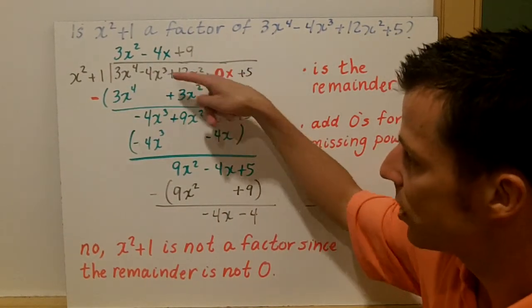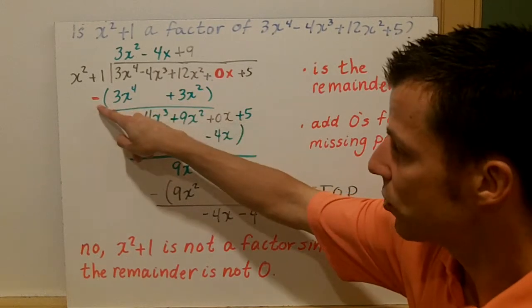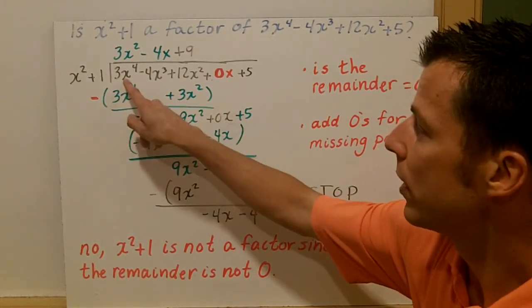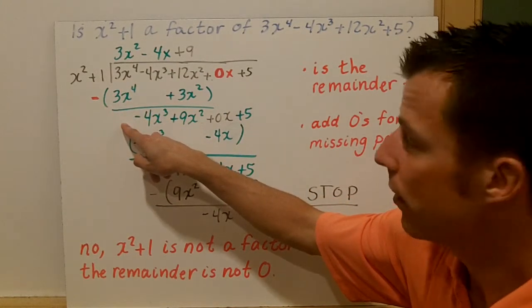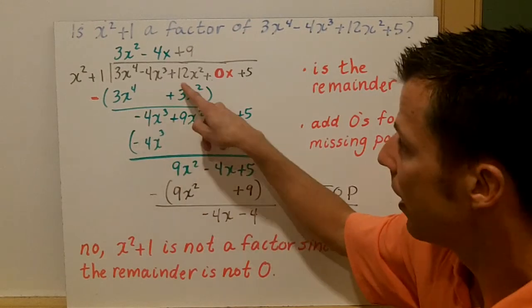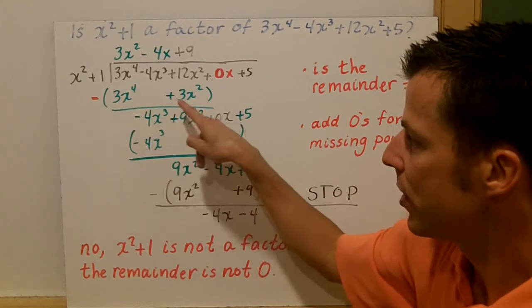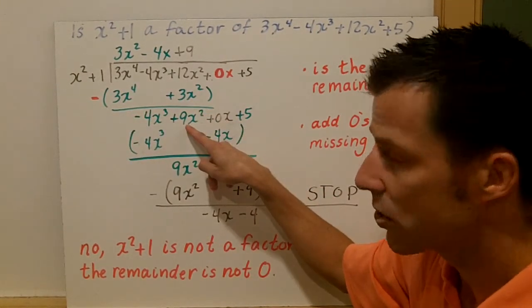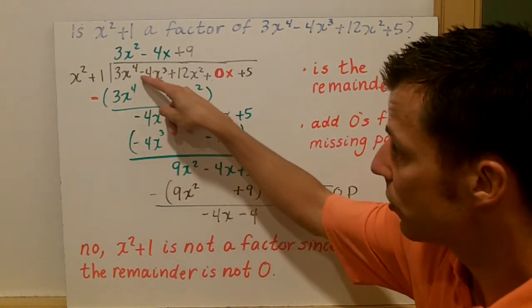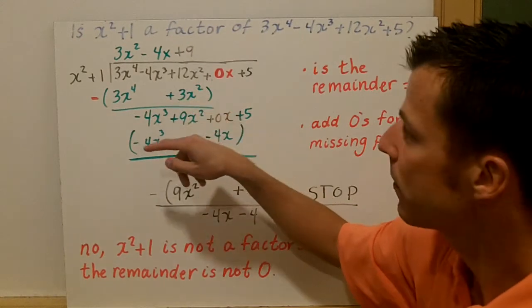And notice how I match up my like terms. Subtract off. Okay, so we're going to have 0x to the fourths. Just bring down the negative 4x cubed. And now we have 12x squared minus 3x squared, which is 9x squared. So be very careful how you align your terms. Make sure they're like terms when you subtract.